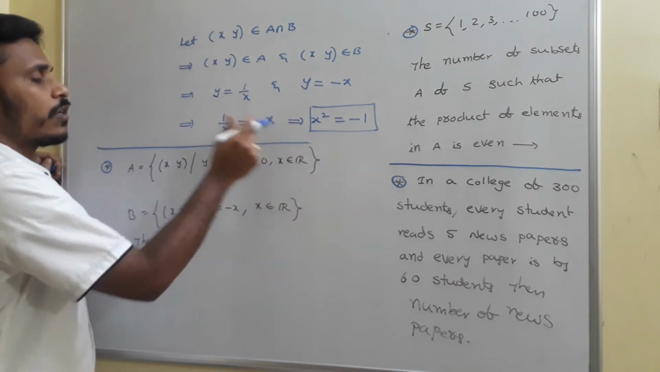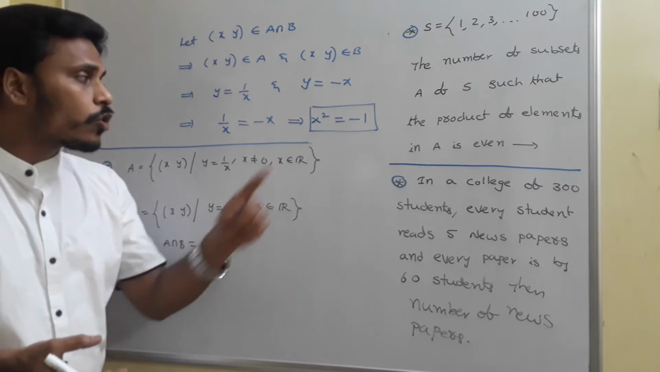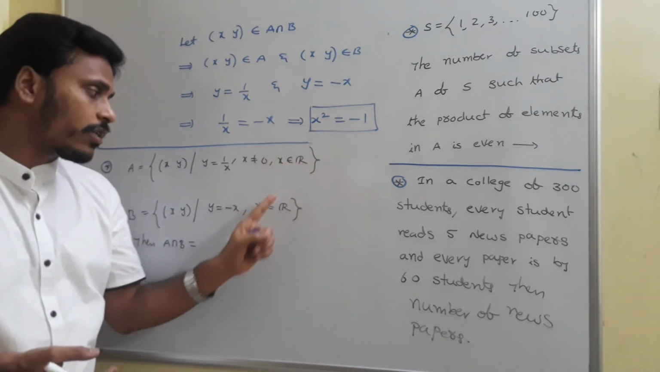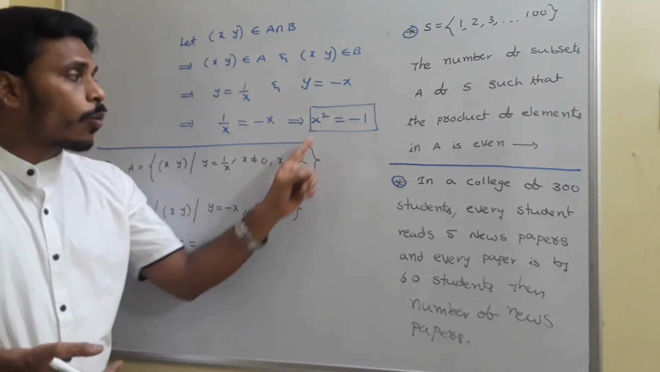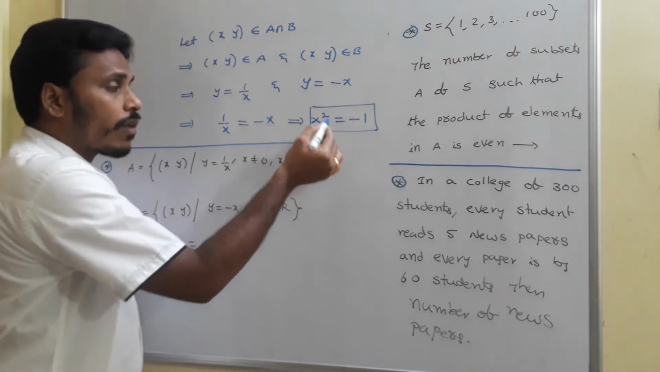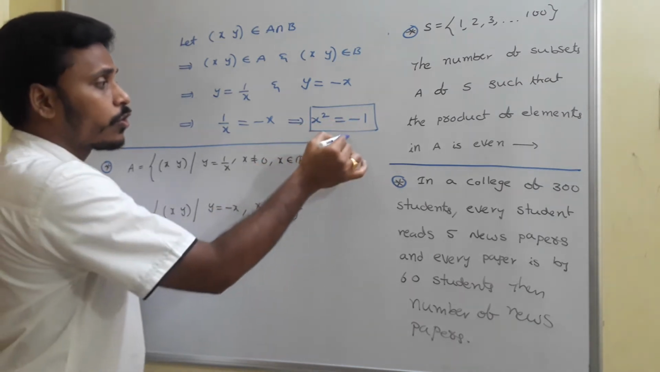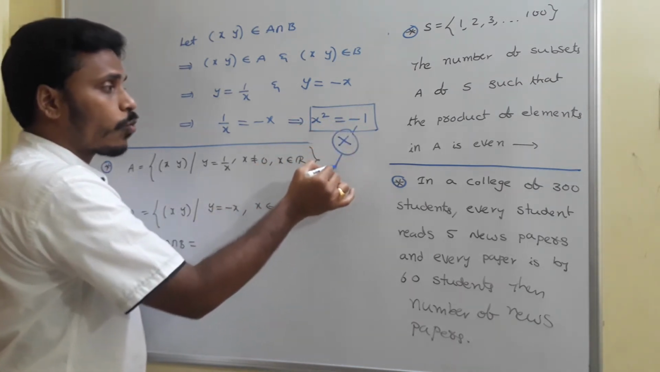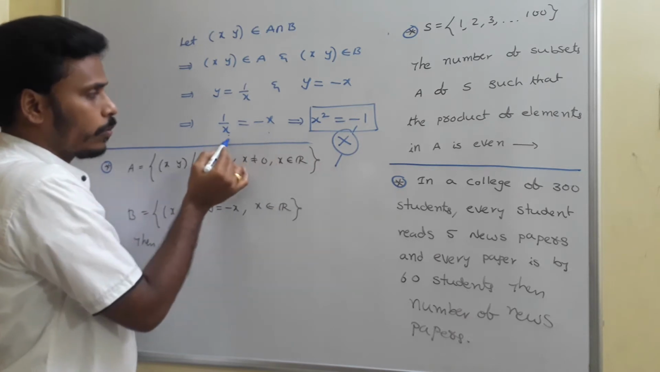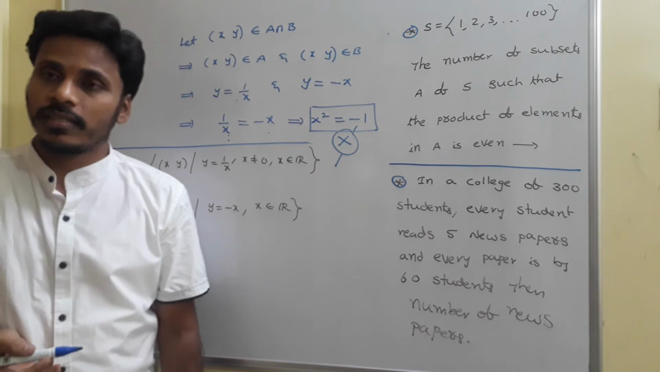Since 1 by x is equal to minus x, you will get that x square is equal to minus 1. As they mentioned that x is a real number, the square of a real number being negative is not possible. The square of a real number is always positive or 0, but here it is minus 1, so it is not possible. That's why y is equal to 1 by x and y is equal to minus x is not possible.